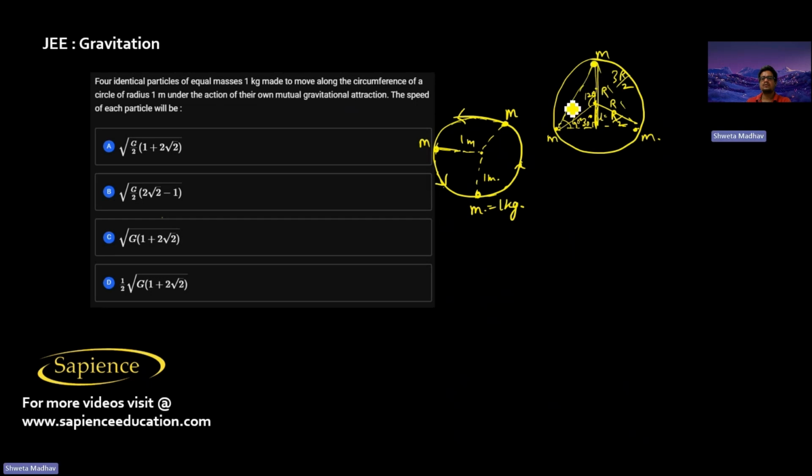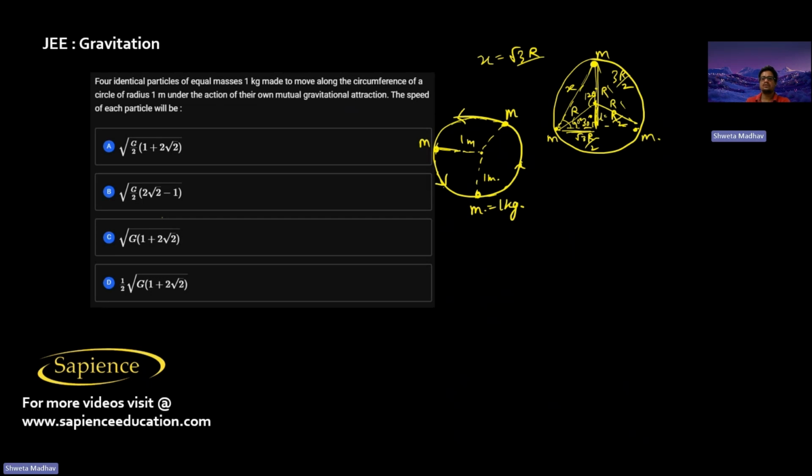So this length, let's call it x. So x will be equal to R cos 30, which is root 3R by 2, into 2. So x is equal to root 3R. x is root 3R.